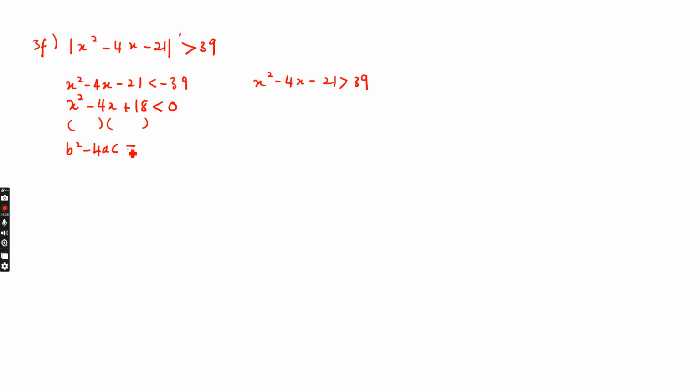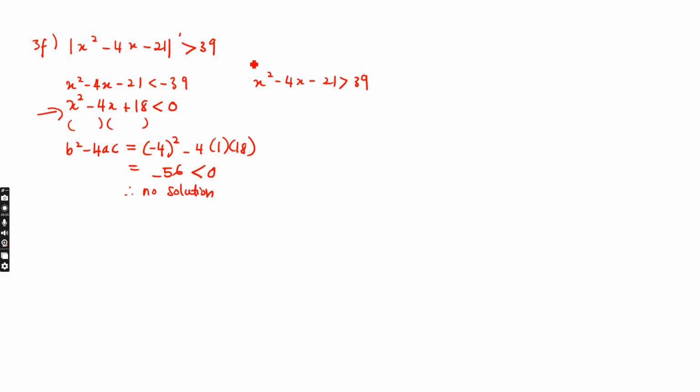So what you need to do is substitute the values of a, b and c inside this formula, and you're going to get negative 4 squared minus 4 multiplied by 1 times 18. The answer that you're going to get is negative 56. When the answer is a negative value, which is less than 0, it means you have no solution. So basically, for this quadratic inequality, you have no solution. So just put it like this for this part.